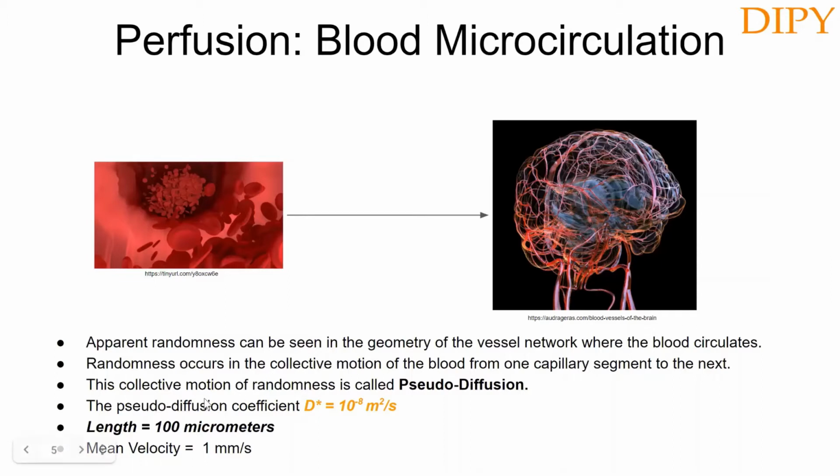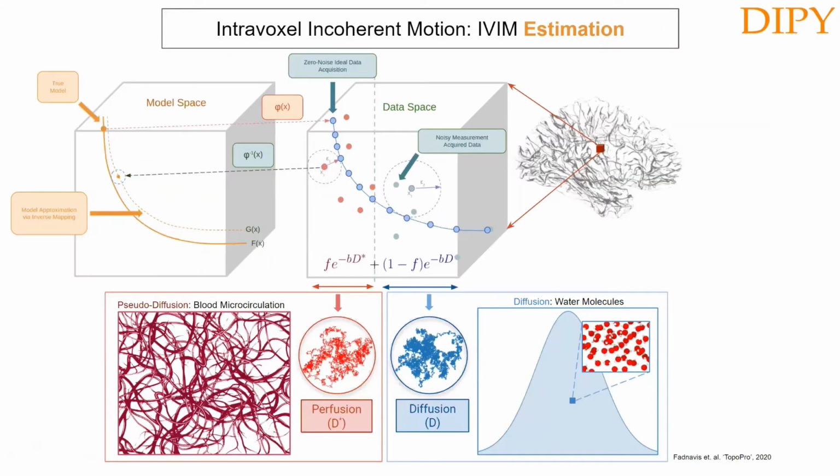This collective motion is often known as pseudo-diffusion, and we try to model it and refer to it as perfusion. It occurs at the scale of 10 raised to power minus 8 meters squared per second. The average length is 100 micrometers, and the mean velocity is 100 millimeters per second. So you can see this process is much faster. It occurs at a 10 times higher scale, but they are more or less similar and can be acquired by the same acquisition. So this is what the standard IVIM model looks like.